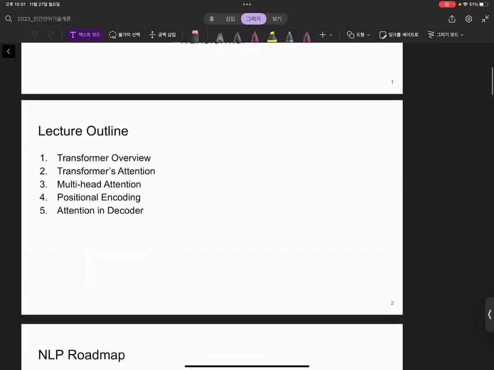Today we will focus on the multi-head attention and how to process the input, and the attention in decoder. There are many parts, many sub-modules in transformer, but we will only focus on the multi-head attention, positional encoding, and attention in decoder today. Remaining parts will be covered in the next lecture.